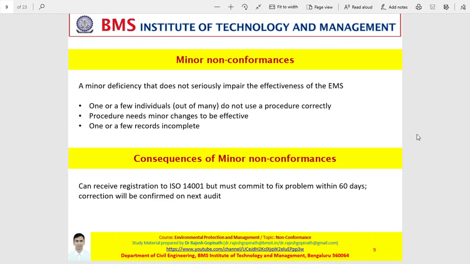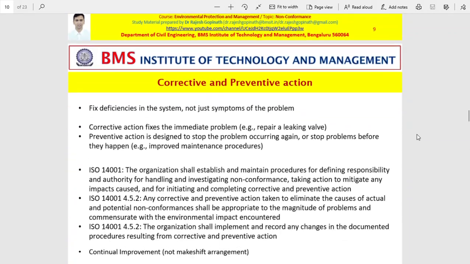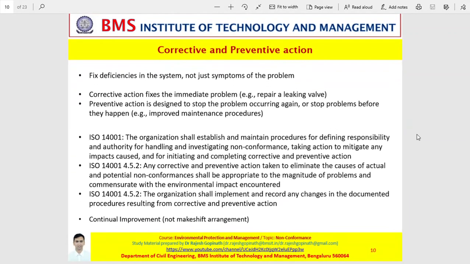So what is the consequence of minor non-conformances? Here, a company may receive registration for ISO 14001, but they must commit to fix the problem within 2 months, that is 60 days. And the correction will definitely be confirmed with the next audit. Now, let us move on to the next slide, that is slide 10. Let us now talk about the corrective and preventive actions.